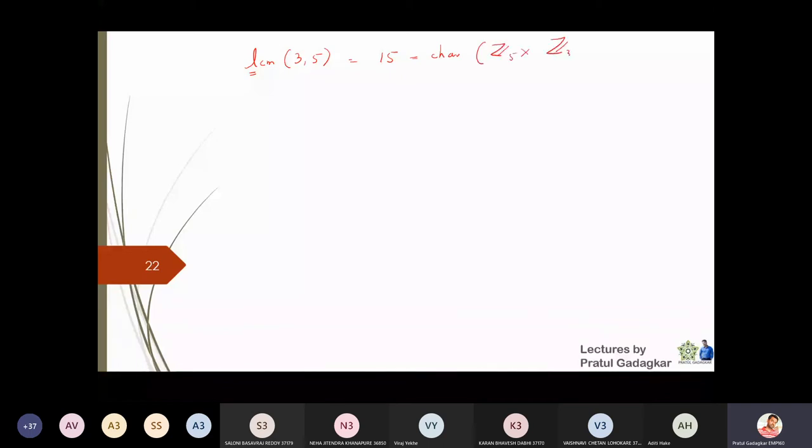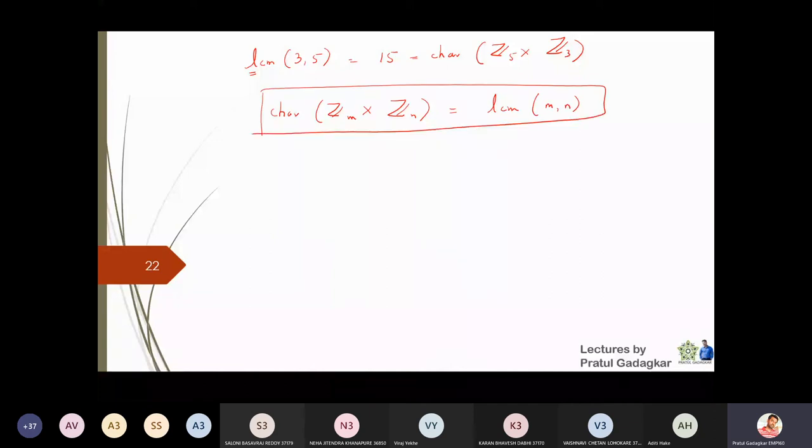In general, I'm trying to tell you that the characteristic of Zm cross Zn will simply turn out to be how much? It will turn out to be the LCM of m and n. And so this important formula will help me in solving some problems, right?